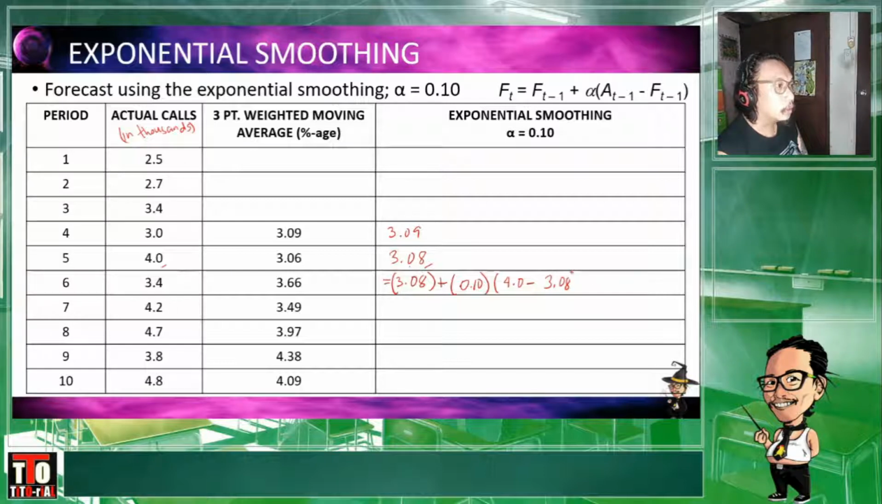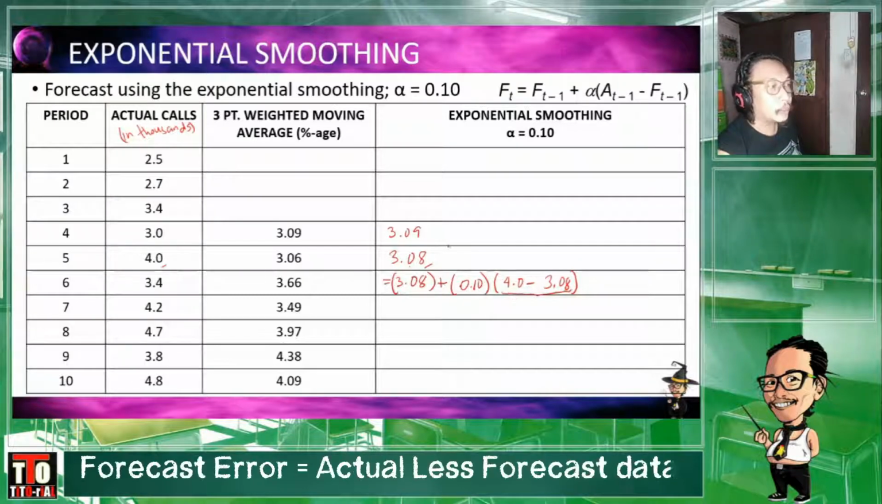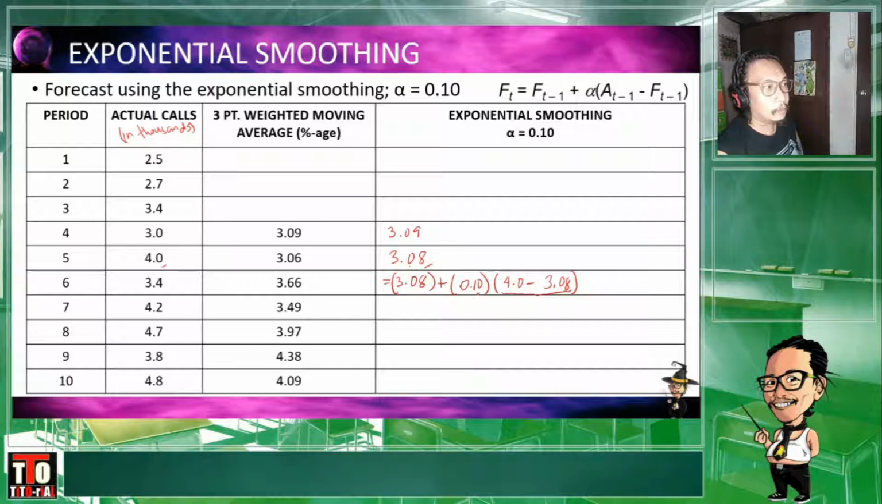Now, what this parenthesis is actually a measurement of the forecast error. Ang forecast error kasi, ang formula lang yan is actual minus forecast, yung period na yon. So, itong nasa parenthesis na yon is a measure of a forecast error. Tapos, pag sinabi natin itong smoothing constant natin na 0.10, pwede nating sabihin na kino-consider ng exponential smoothing yung percentage ng forecast error para makapag-forecast tayo for the next period. Yun ang ibig sabihin ng formula na yan.